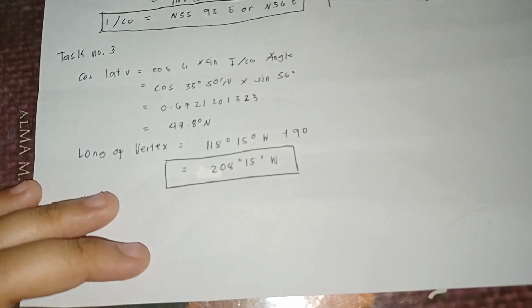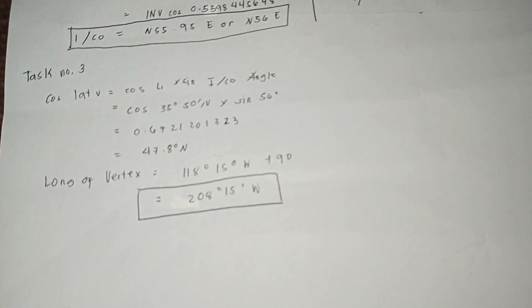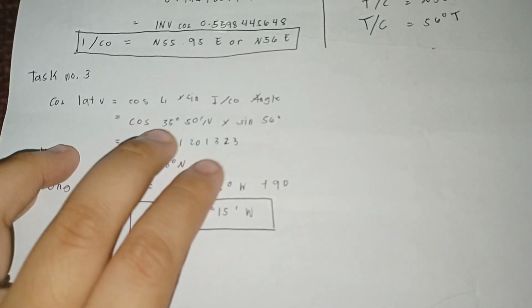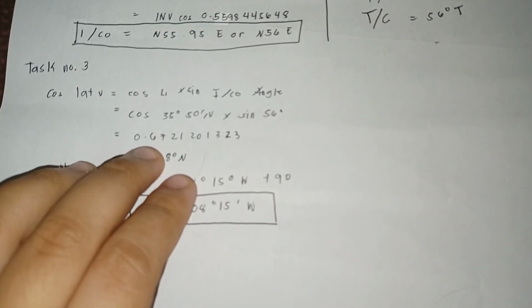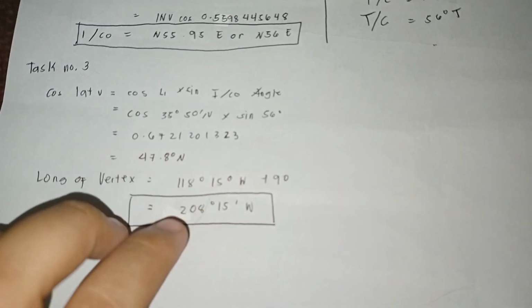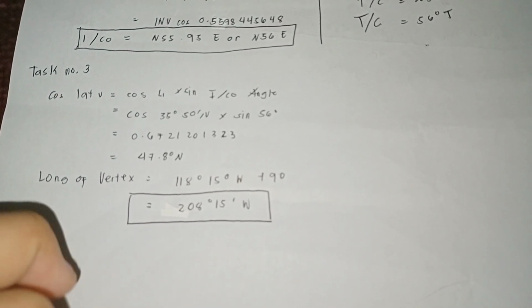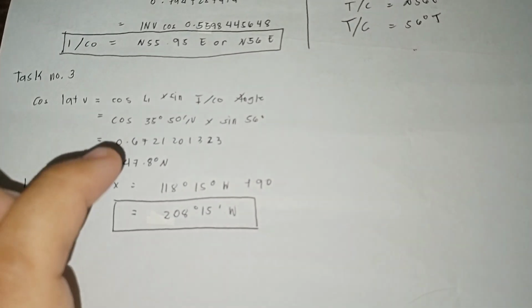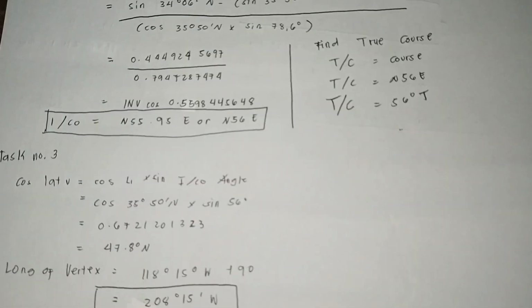For our task 3, we have the latitude of vertex and longitude of vertex. We have our cos lat vertex: cos L1 times sine initial course angle, cos 35°50' north times sine 56°, which is 0.67212013223, a total of 47.8° north. For our long vertex, we have 118°15' west plus 90, we have a total of 208°15' west.